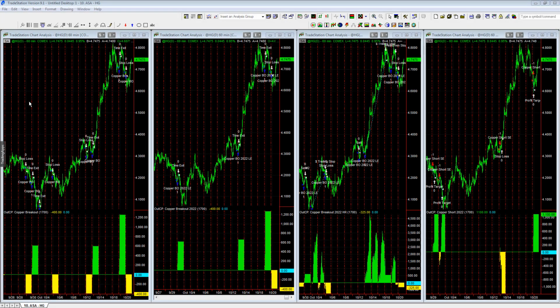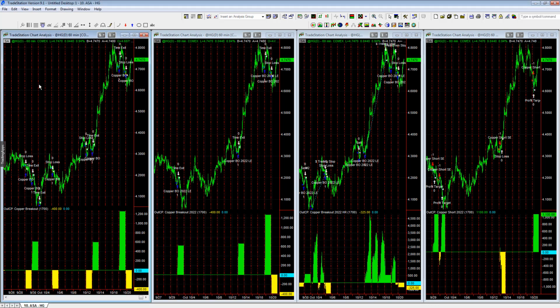I want to go over the TradeStation 10 setup, TradeStation 9.1 as well. And this will be the same in MultiCharts for the new copper setup. Originally, we only have this one copper breakout strategy. Pretty good strategy. We wanted to improve the average trade profit.